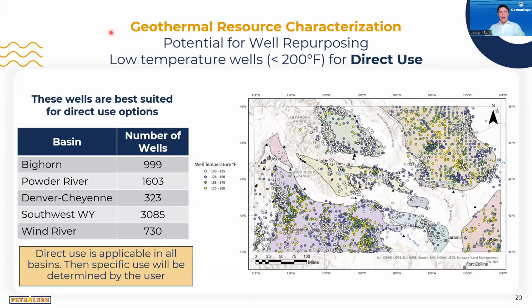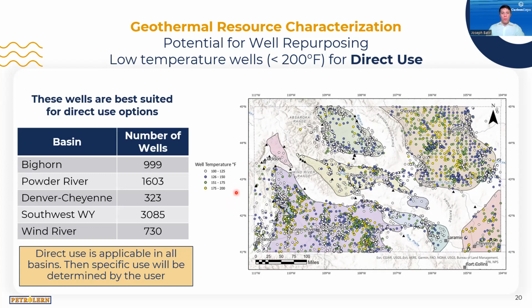So first, looking at the low temperature, these are all the wells that are less than 200 degrees Fahrenheit, which would be appropriate for direct use applications. We have the wells color coded by temperature. White is 100 to 125 Fahrenheit. Blue is 125 to 150. Green is 150 to 175. And yellow is 175 to 200.